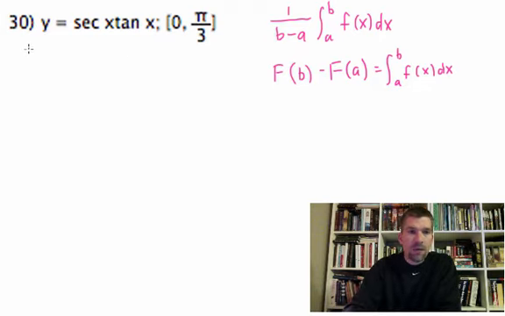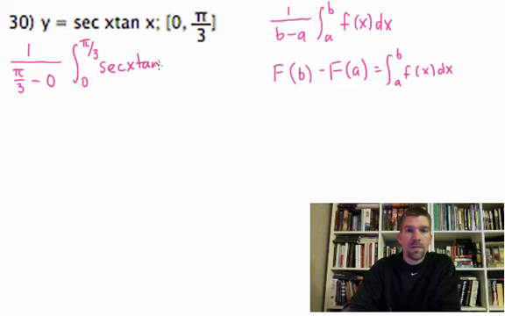The integral that I'm working with: 1 over stop pi over 3 minus 0 times the integral from 0 to pi over 3 of secant x tan x dx. All right, now you may in your mind be going, I can't find the antiderivative of secant x tan x. Well, I'll tell you what, it's easier than you think.